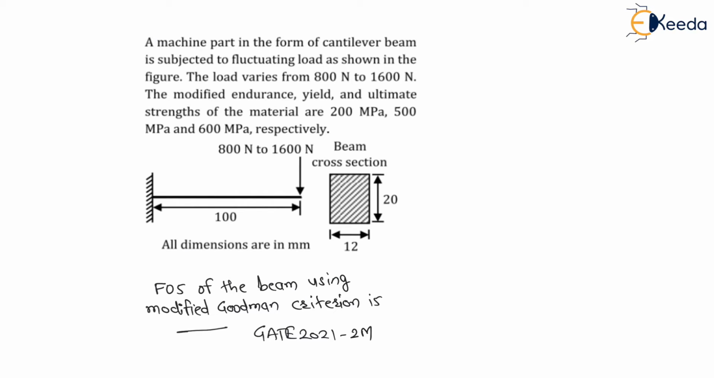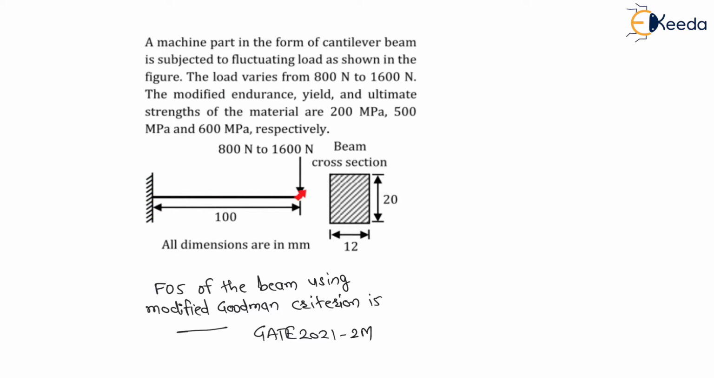Now the next question, which was asked again in GATE 2021, but this question was asked in set 1. Now this question was asked for 2 marks. Now again on the fatigue loading, the question is: the machine part in the form of a cantilever beam is subjected to fluctuating load as shown in figure.